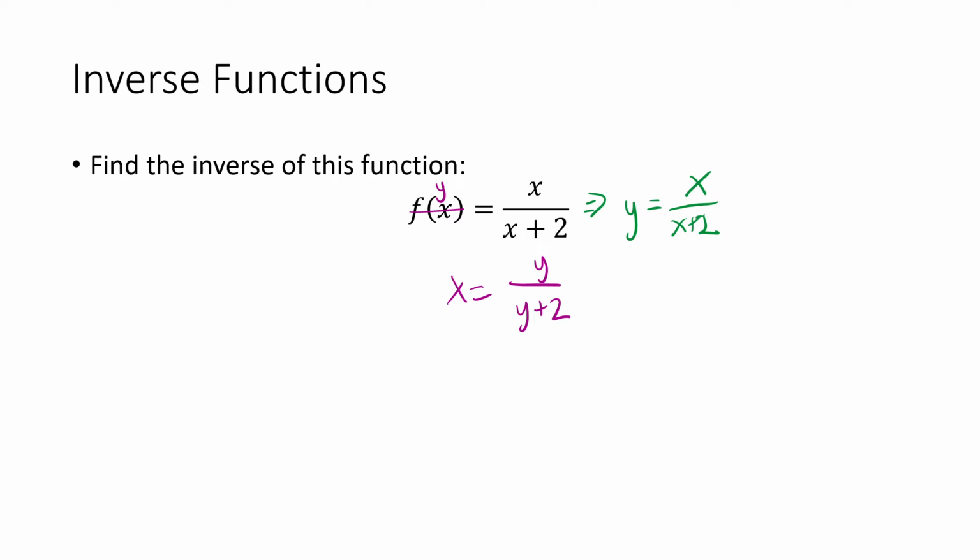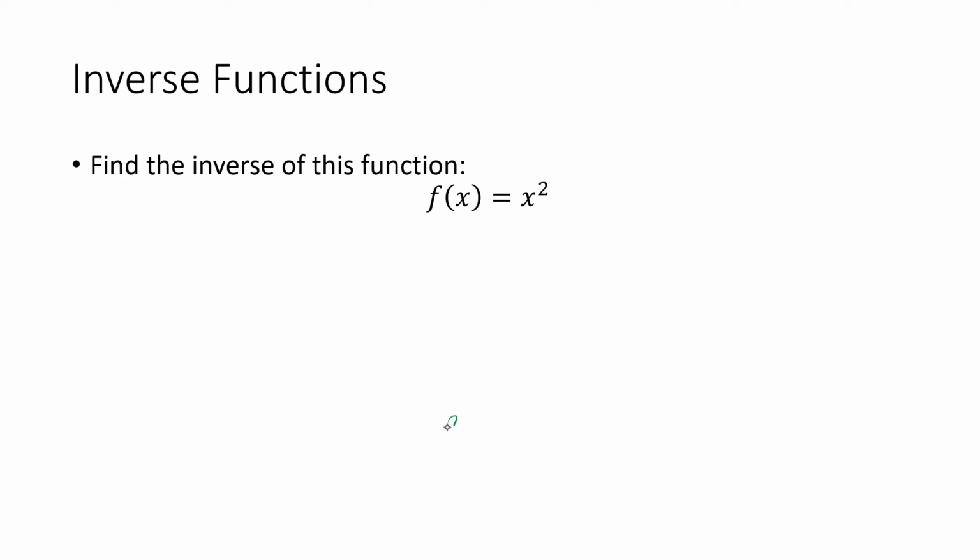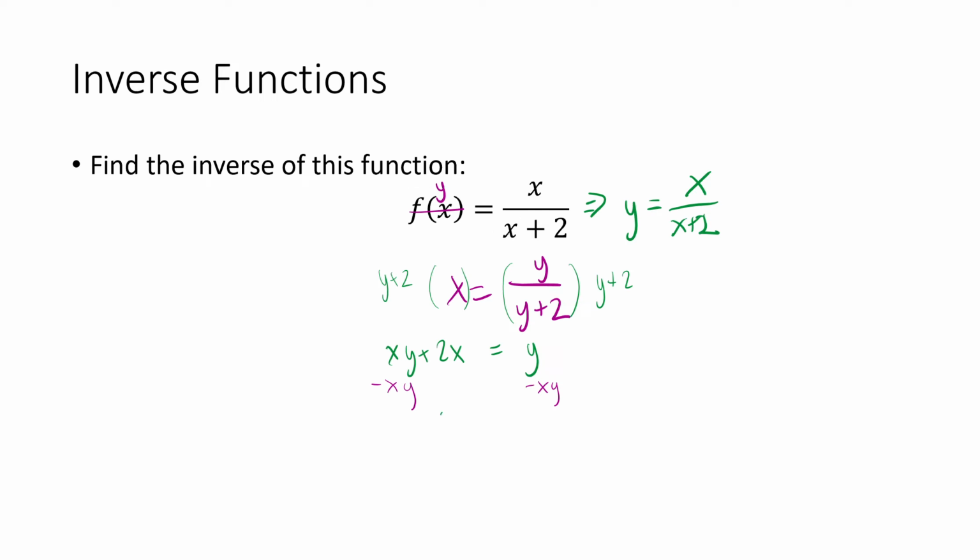Now this is not always necessarily super easy, but for this one we would use the multiplication property of equality. We'd multiply both sides by y plus 2, and we'd end up with xy plus 2x on the left side equals y on the right side. Let's get all the things with y in them on one side, so subtract xy from both sides. And we'll end up with 2x is equal to y minus xy.